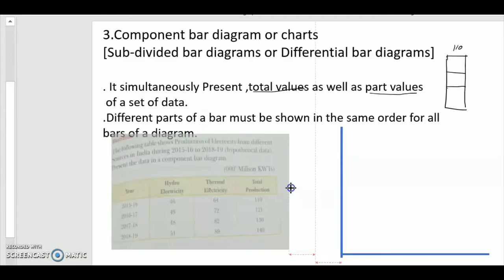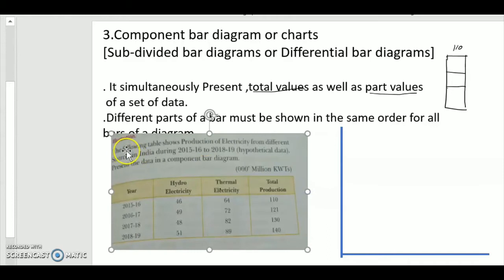It will be clear if I explain with the help of this example. The example given is: the following table shows production of electricity from different sources in India during 2015-16 to 2018-19. Present the data in a component bar diagram. So how can we draw this? First, we have to draw the y-axis and x-axis.